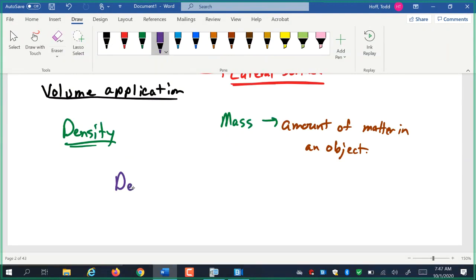Density describes how tightly packed that mass is. So it is the amount of mass in the object divided by the volume through which that mass is spread out. The larger the volume is, the lower the density is, because those particles can be more spread out in a larger space.